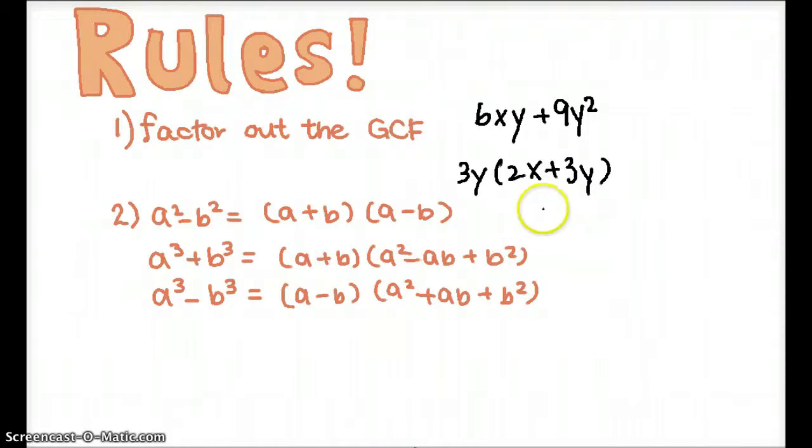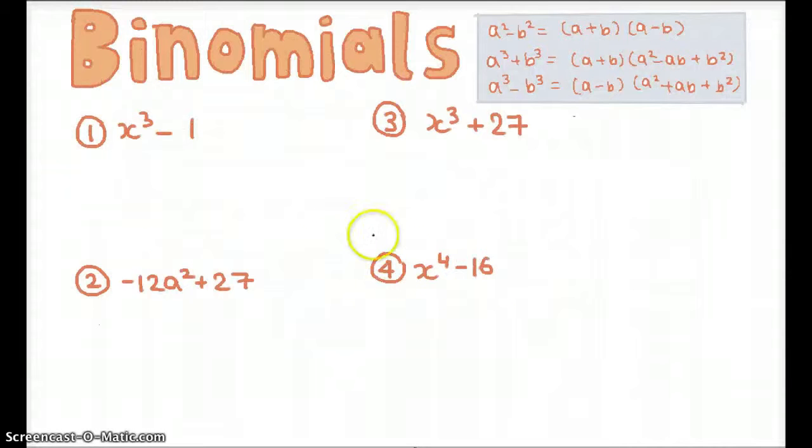And the second rule are these three rules right here. And this only works for binomials, but they'll be helpful when you want to factor them out. So first we're going to start with binomials, and what we're going to do is remember to factor out the greatest common factor, and we can follow these rules up here too if we need help.